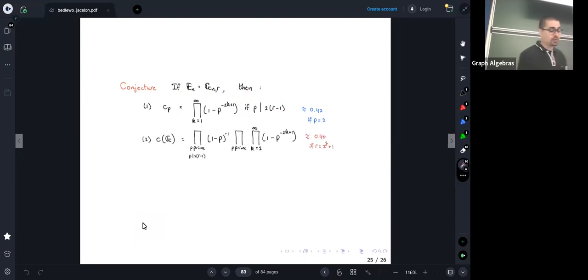And what about the overall Cuntz probability? Again, we expect it to just be the product over all primes, with this extra term to take into account this different distribution for P dividing 2 or R minus 1. So in particular, if R is 1 more than a power of 2, then the only exceptional prime, the only one dividing 2 times R minus 1, is P equals 2. Okay, so in this case, all the other primes are covered by this. So in this case, we expect the Cuntz probability to be about 40%.